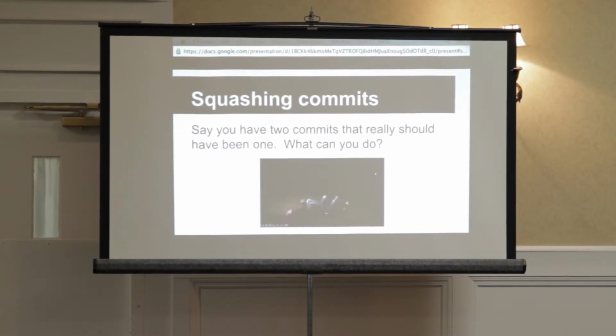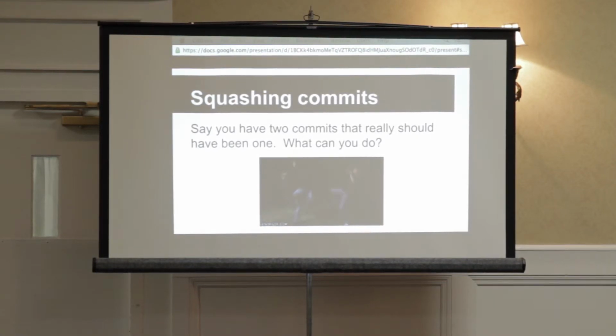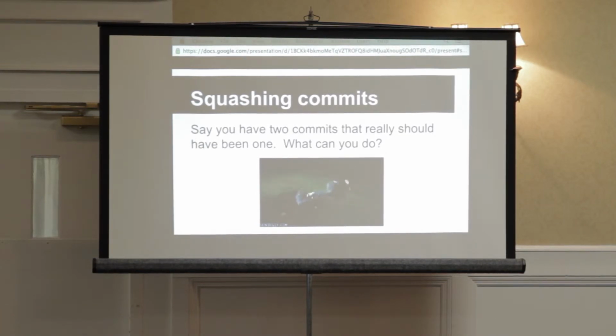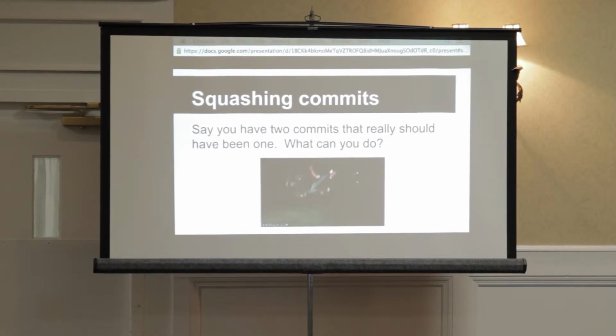So another thing you can do is squishing commits. Say you have two commits that really should have been one. You can merge them in. There's two ways of doing it. There's one called recursive merging, and then there's one called rebasing.